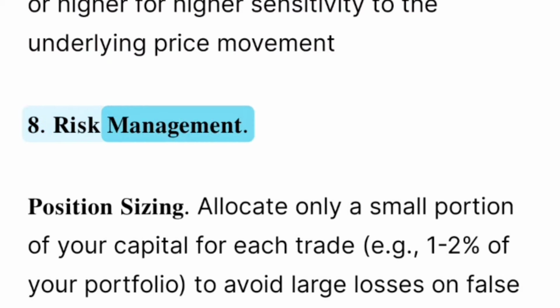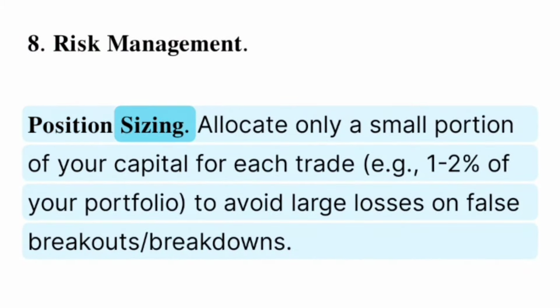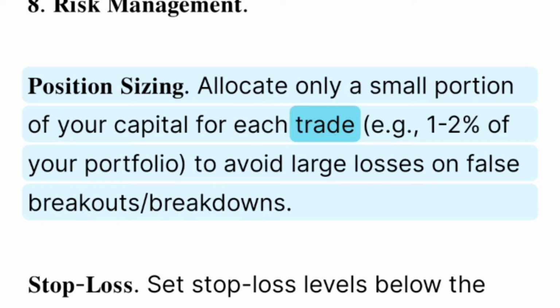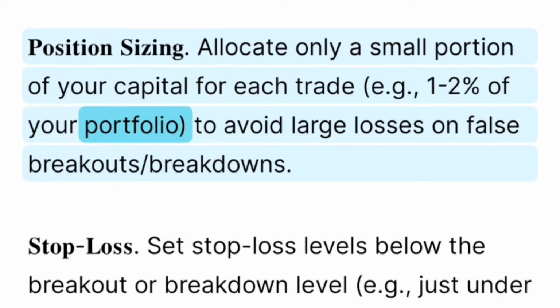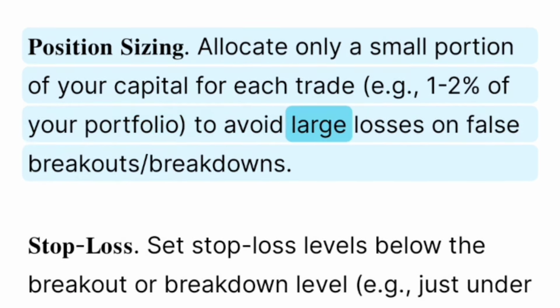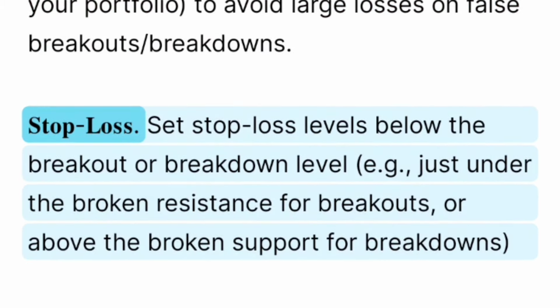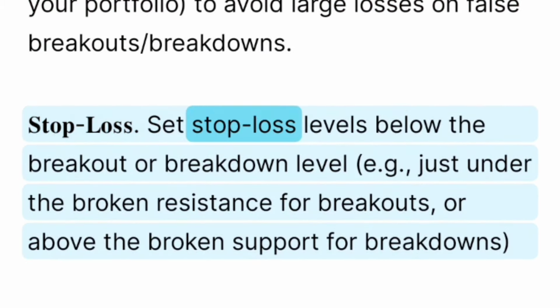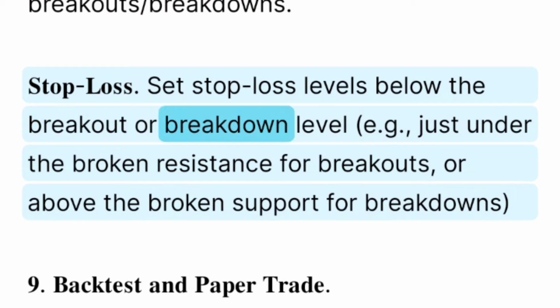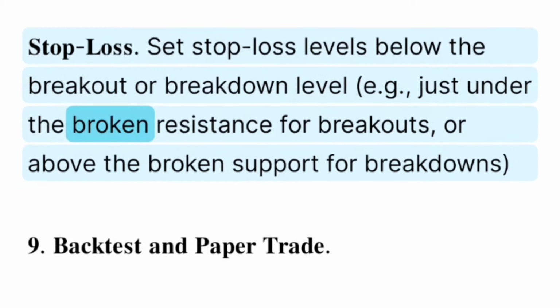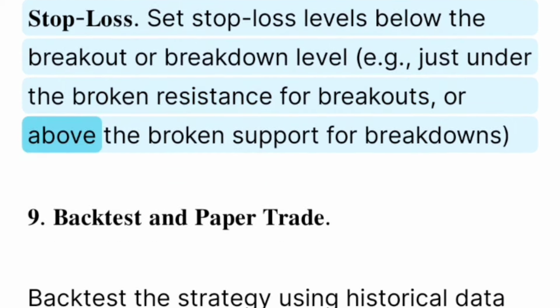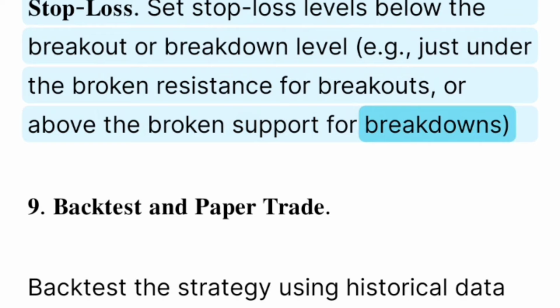8. Risk management. Position sizing. Allocate only a small portion of your capital for each trade, for example 1-2% of your portfolio, to avoid large losses on false breakouts, breakdowns. Stop loss. Set stop loss levels below the breakout or breakdown level, for example, just under the broken resistance for breakouts or above the broken support for breakdowns.